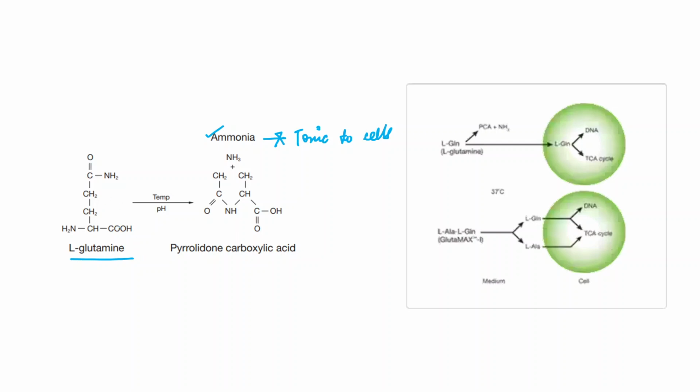So GlutaMAX was developed as an alternative to L-glutamine. Okay, so basically, GlutaMAX is this. It's L-alanyl-L-glutamine. As you can see, it's a dipeptide, right? It has two amino acids, L-alanine and L-glutamine. So it's a dipeptide.